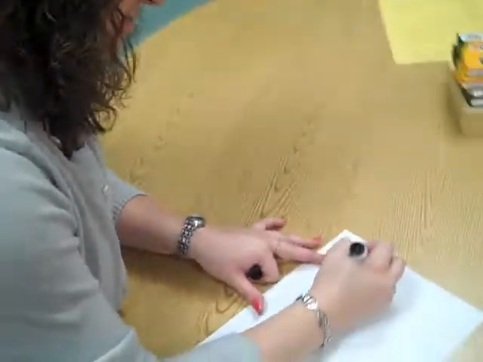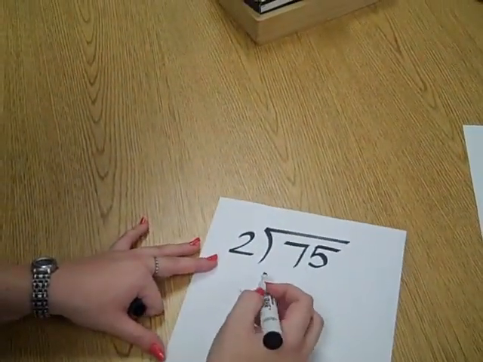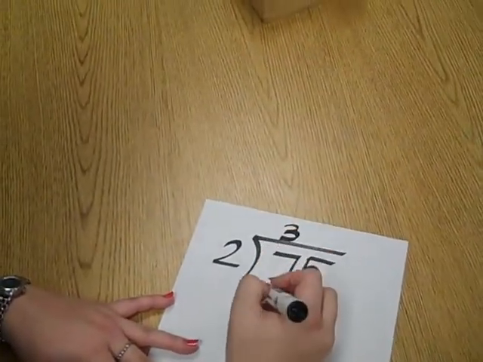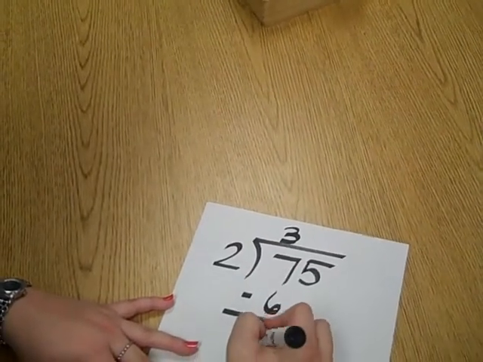Let's do this division problem. We have 75 divided by 2. Does 2 go into 7? Yes, it goes in 3 times. 3 times 2 is 6. Subtract 7 minus 6. We have 1.